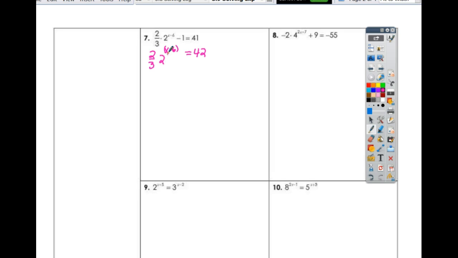So the next thing I have to do is get the exponent by itself. So how do I get rid of the 2/3? Divide, which will be the same as multiplying by the reciprocal. So what's the reciprocal of 2/3? So if I multiply this by 3/2, this goes away, right? And if I multiply this by 3/2, 42 divided by 2 is 21, times 3 is 63.